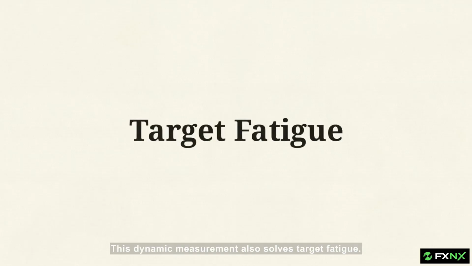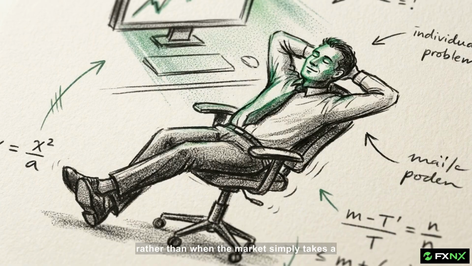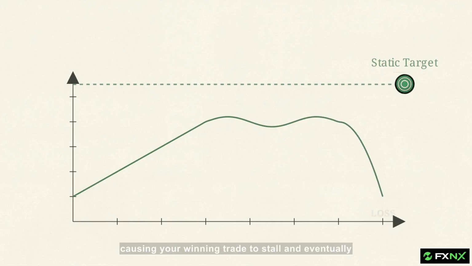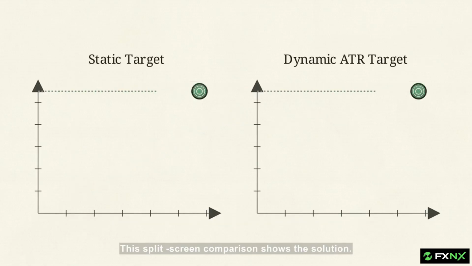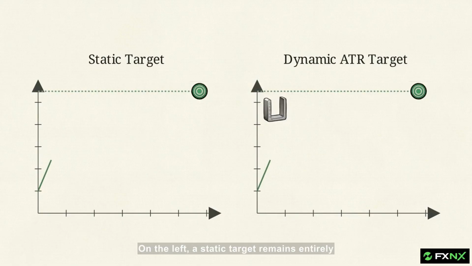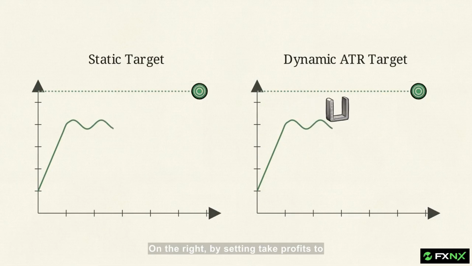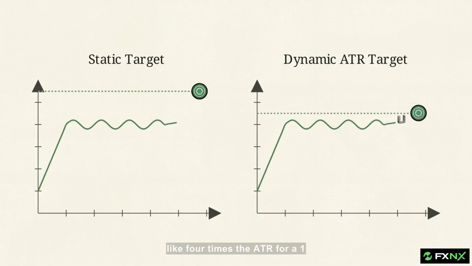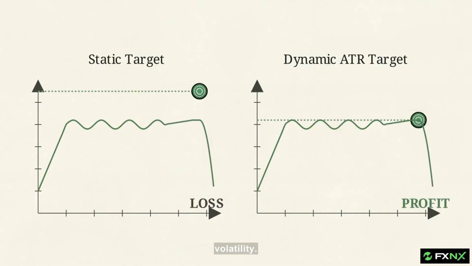This dynamic measurement also solves target fatigue. That happens when you hold out for a 50-pip gain in a market that is mathematically unlikely to move another 10 pips today, causing your winning trade to stall and eventually reverse. This split-screen comparison shows the solution. On the left, a static target remains entirely out of reach. On the right, by setting take profits to exact ATR multiples, like 4 times the ATR for a 1-to-2 reward ratio, the target lowers itself to match the shrinking volatility.